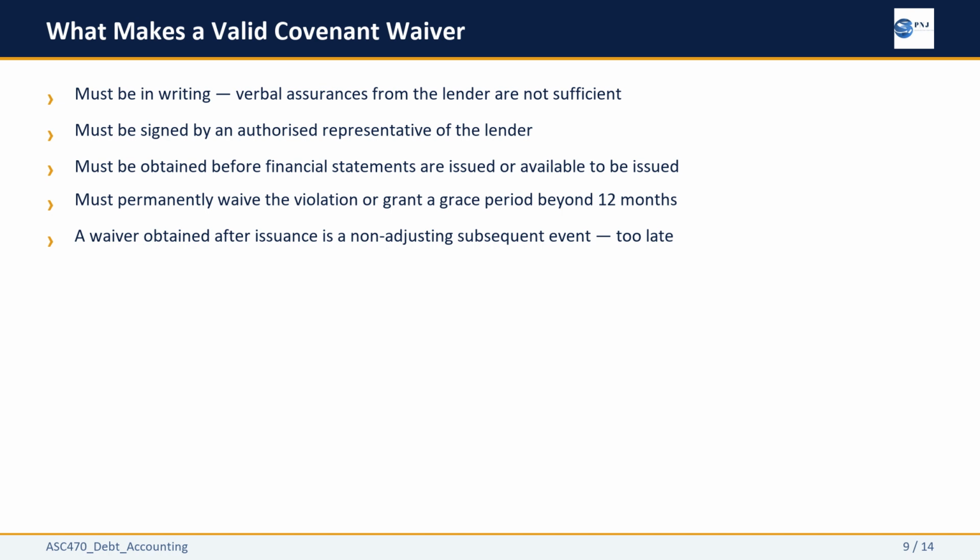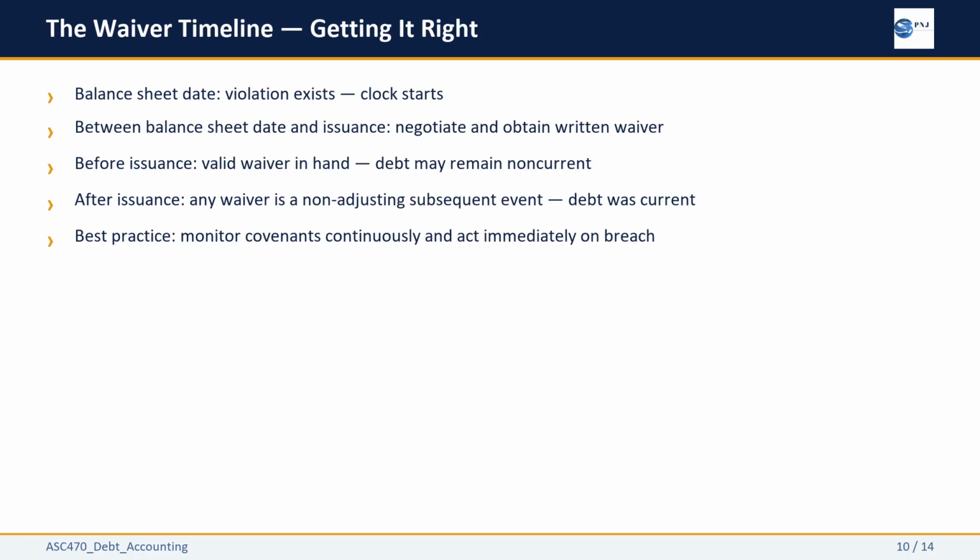A waiver received the day after you issue the statements is a subsequent event. It cannot change the prior period classification. Think of this as a race against the financial statement issuance date. The moment a covenant violation is identified at period end, the clock is running. You have the window between balance sheet date and issuance, which for many organizations is 6 to 10 weeks, to negotiate, obtain, and document a valid written waiver. If you cross the finish line with that waiver in hand, the debt can stay non-current.